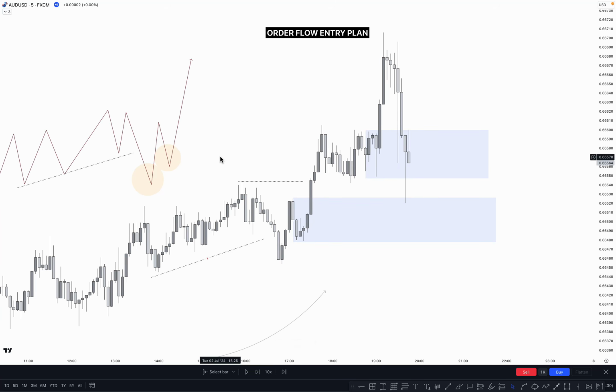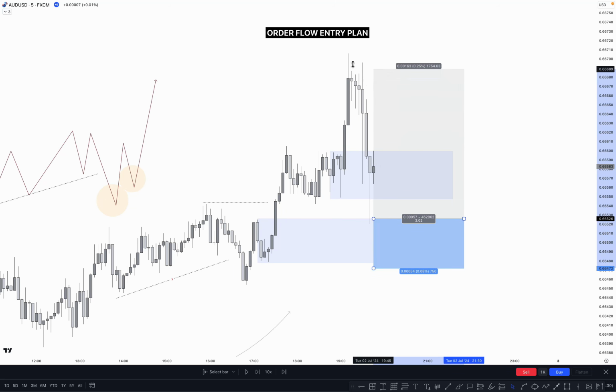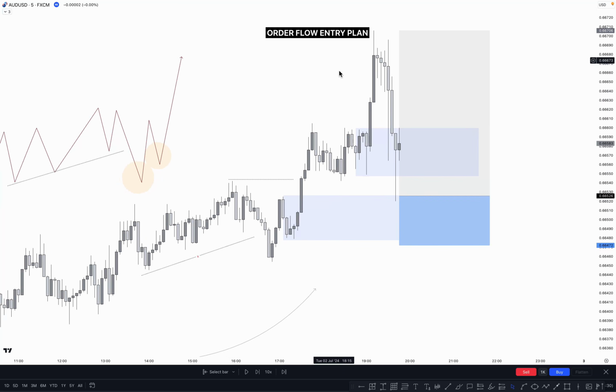And one more thing I want to mention: this is our order flow, right? And when price taps on it, we can simply plan the buy and put the stop loss just below the order flow. Where is the target? The previous high, which is almost 3 RR.